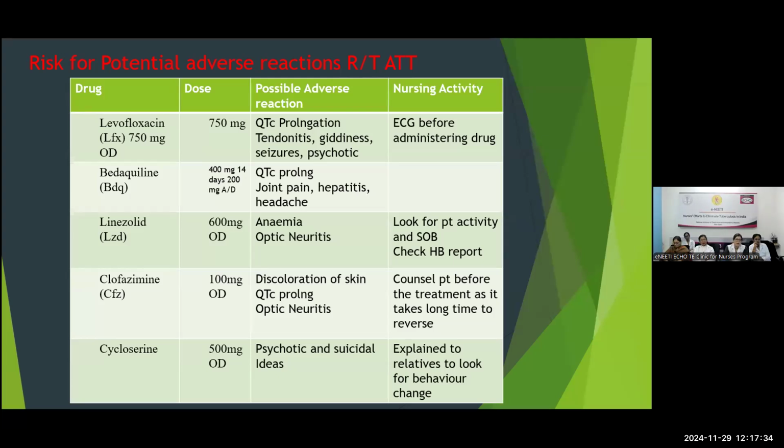As a nursing activity, before starting this medicine, we should always counsel the patient that it is necessary to add this medicine and explain this adverse effect. Cycloserine can lead to psychotic and suicidal ideas. In nursing activity, we should always explain these side effects to one of the closest relatives of the patient, so that they can keep an eye on the patient's activity and report any behavioral changes or other symptoms that can show depression. Next.